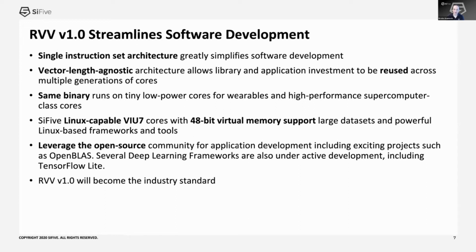The SiFive VIU7, introduced today, has full Linux capability, including 48-bit virtual memory support, so you can handle very large data sets. And building on top of RISC-V, you get to leverage the open source community, and there's a lot of development work going on in bringing over lots of the deep learning frameworks to run on RISC-V Linux. And RISC-V Vectors 1.0 is going to become the industry standard for RISC-V Vectors and SIMD.